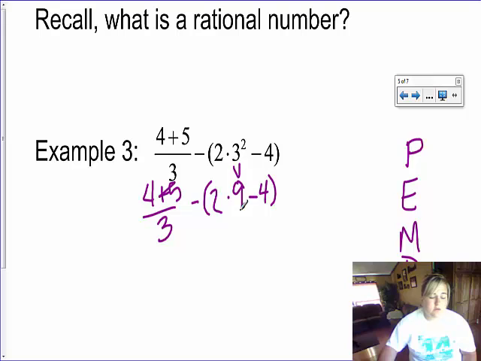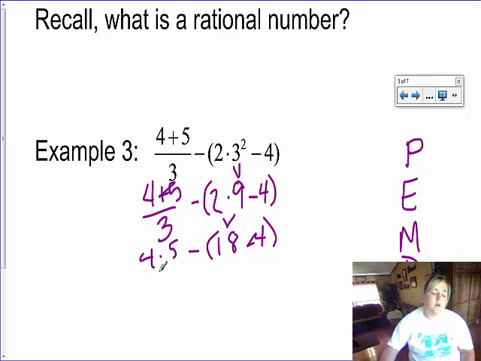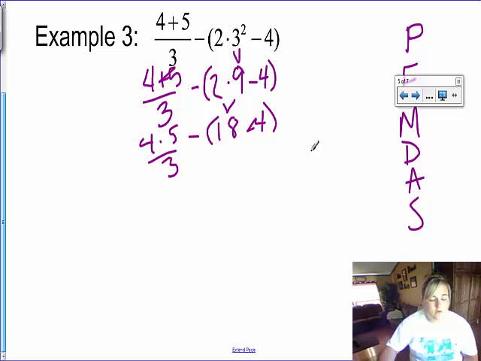Inside these parentheses, I have 2 times 9 minus 4. Multiplication comes before subtraction, so I have 18 minus 4. Bring everything down. Okay, so now I have 18 minus 4, which is going to get me 14.